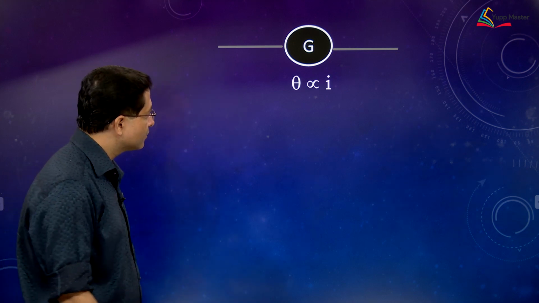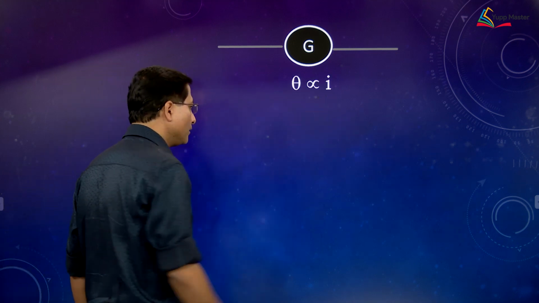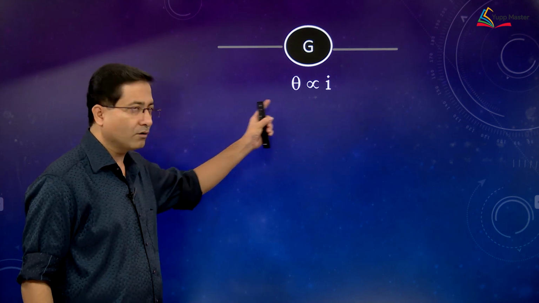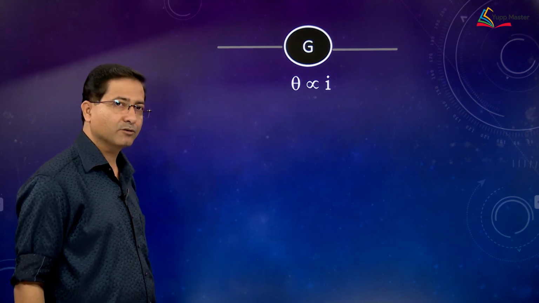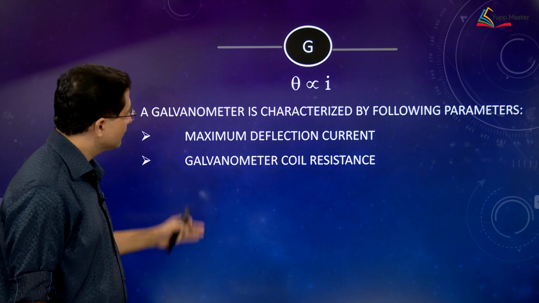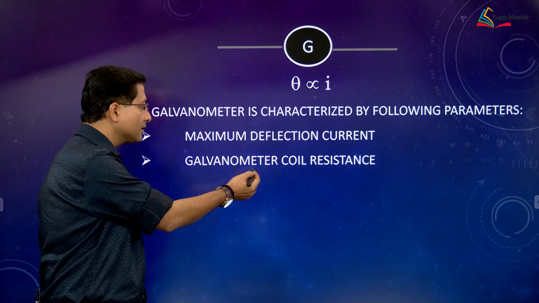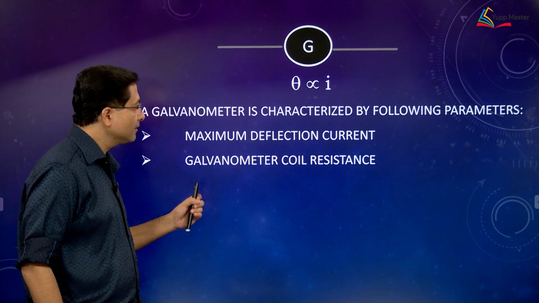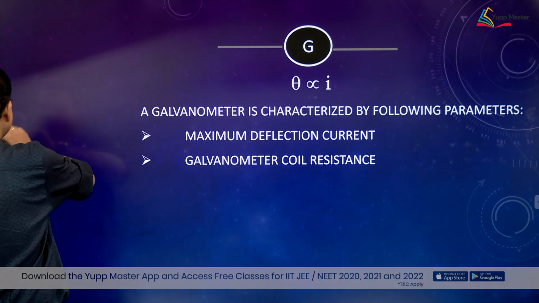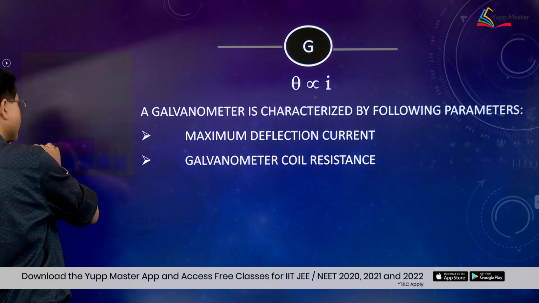As I already told you, the deflection will be proportional to the current it carries. So this is the basic working formula we have: theta is proportional to I, and any galvanometer can be characterized by these two parameters: maximum deflection current and galvanometer coil resistance. Okay.